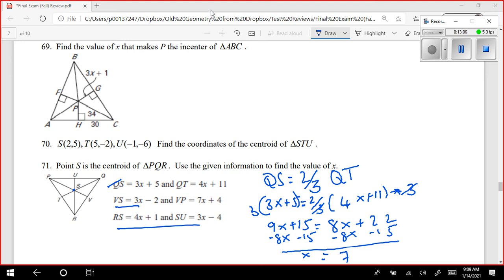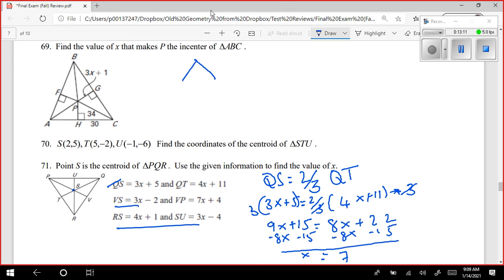So let's see, let me call this my triangle STU. Okay. S had coordinates of 2, 5, and T had coordinates of 5, -2, and U had coordinates of -1, -6. Find the coordinates of the centroid, they are asking.